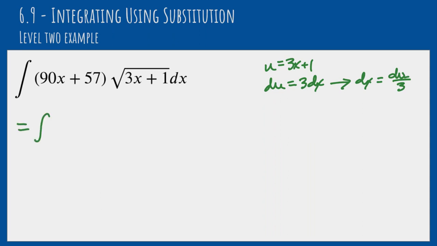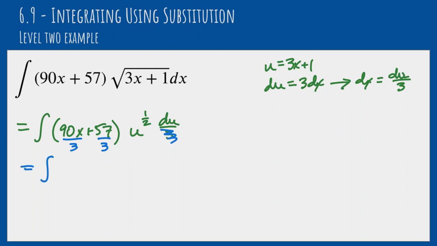So let's make the substitution part that we can here. So we have the antiderivative of 90x plus 57 times u to the 1 half, and then it's going to be times du over 3. Now, the only really simplifying I can do within that is dividing by 3. And actually, I can just divide each of these by 3, term by term. So dividing the whole expression by 3 is the same thing as distributing the 1/3 in those parentheses there. So this is the same thing as the antiderivative of 30x plus 19 times u to the 1 half du.